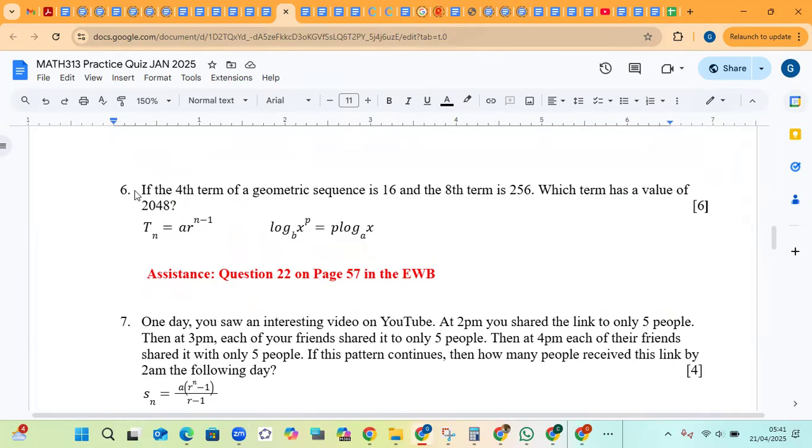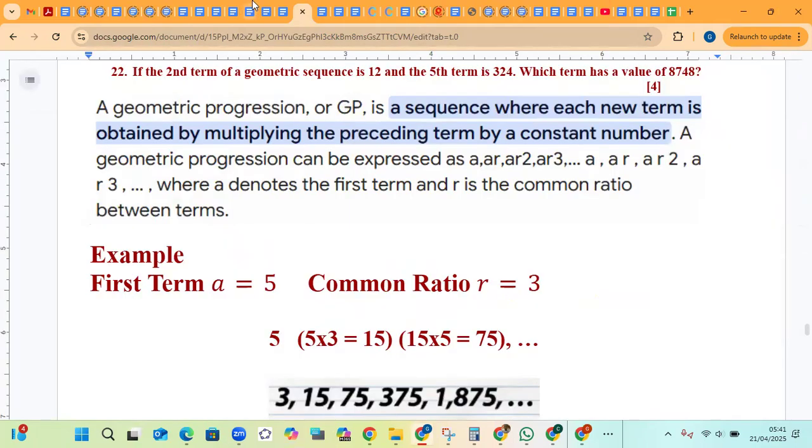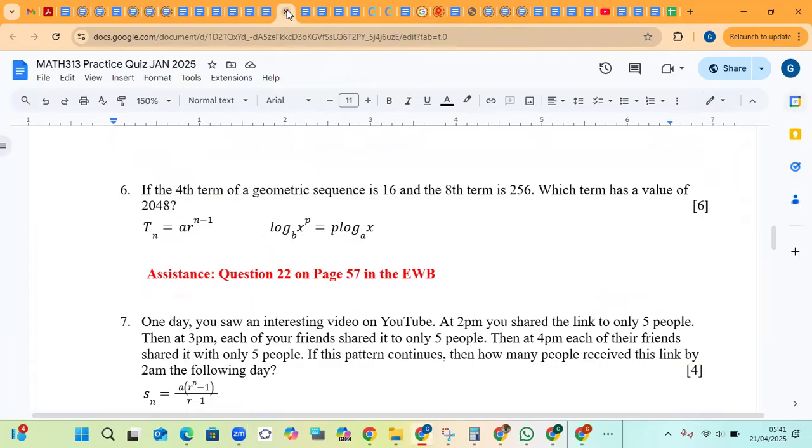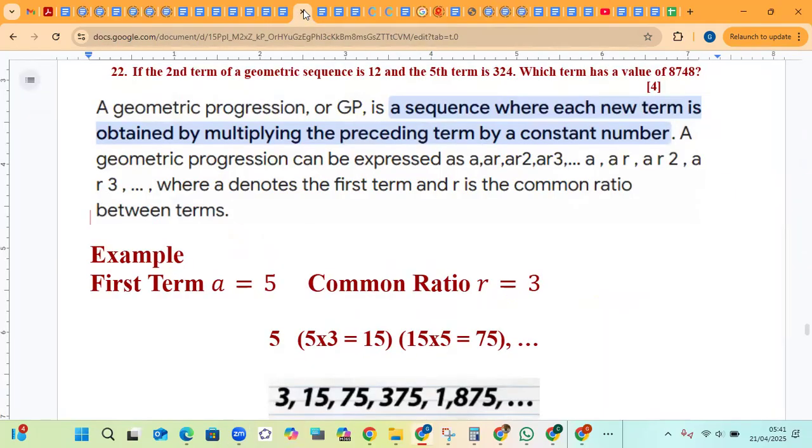So for question number 6, we can go for assistance by using question number 22 on page 57 in the electronic whiteboard. So let's go to the electronic whiteboard on page 57, and we can see number 22, and it's quite similar to the question that we are dealing with, number 6. It says, if the second term of a geometric sequence is 12 and the fifth term is 324, which term has a value of 8,748?